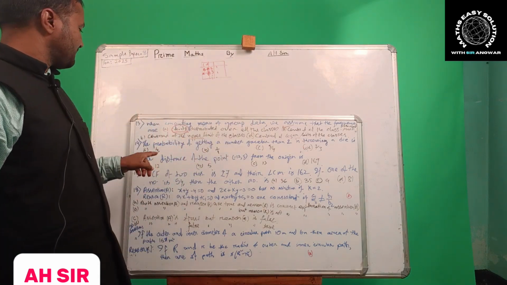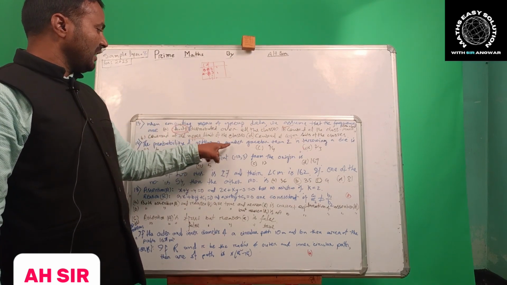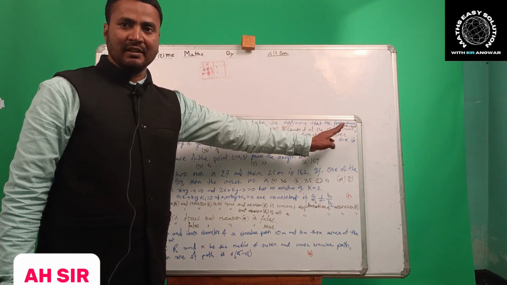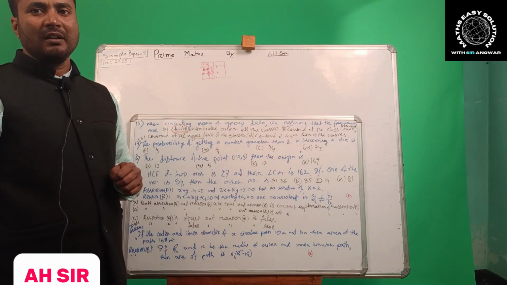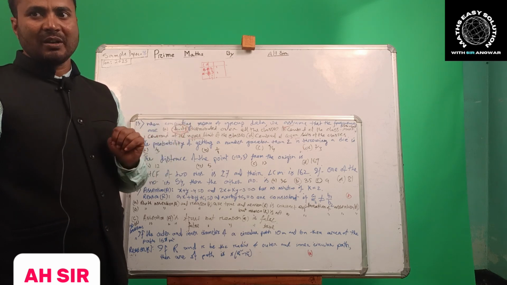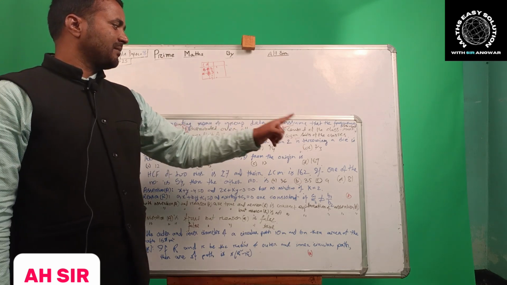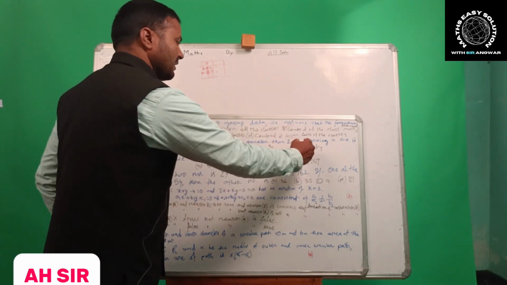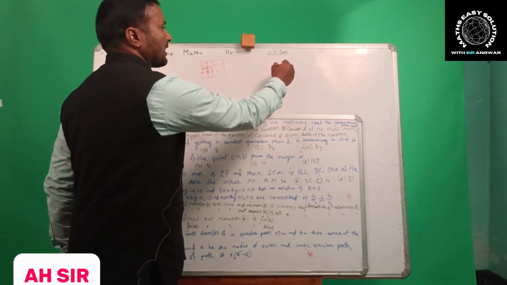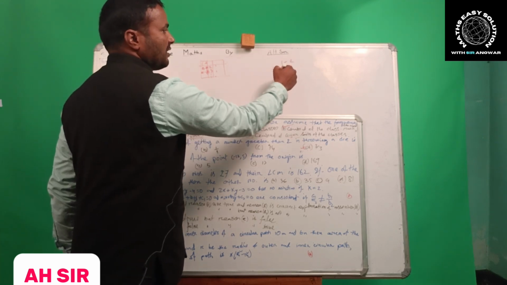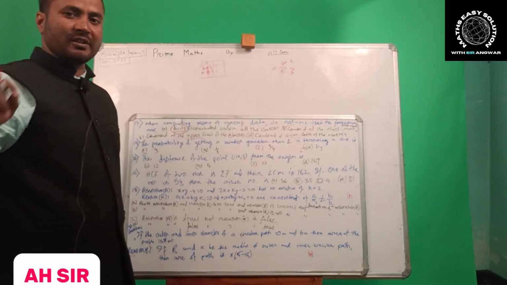Look at the next question now. The probability of getting a number greater than 2 in throwing a die. Greater than 2, how many numbers? 3, 4, 5, 6. 4 numbers. So the total number is 6. 4 by 6, if we cancel, 2 by 3 will be the answer. Because greater than 2 gives 4 by 6, total number is 6, and if we cancel, 2 by 3. This is the answer for this.